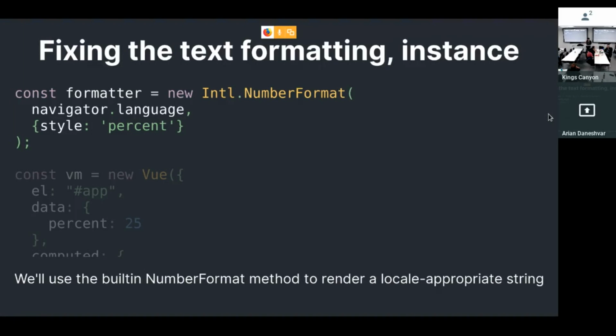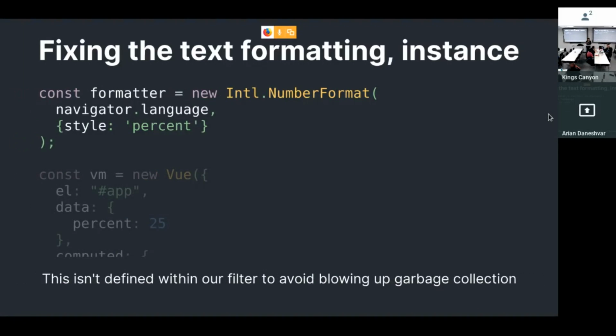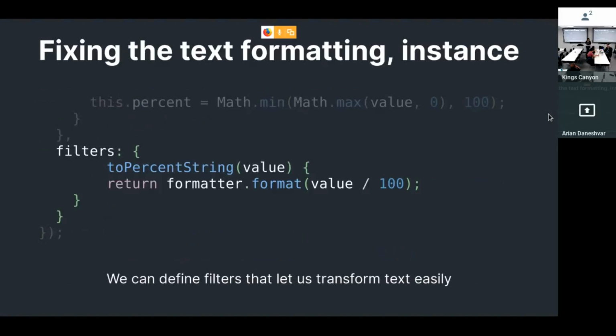For rendering that string with the percent sign, we'll just use a browser API. The nice thing about this is it'll render that string locale appropriate. We're defining this outside of our Vue instance, since it's not a computed property. We'll see it in a second. It's a filter. That filter will be evaluated a lot, and we don't want to blow up garbage collection.